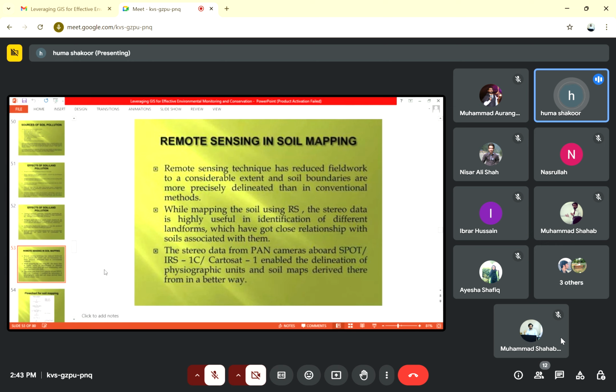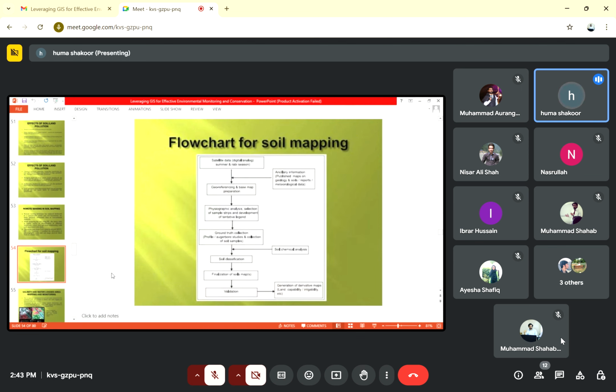The stereo data from the PAN camera, WiFS, IRS-1C enables the delineation of the physiographic units and the soil maps derived therefrom in a better way. So these are the methods. This is the remote sensing to collect the data of the soil. This is the flow chart which shows you how to make a map of the polluted soil through GIS using the ArcGIS software.